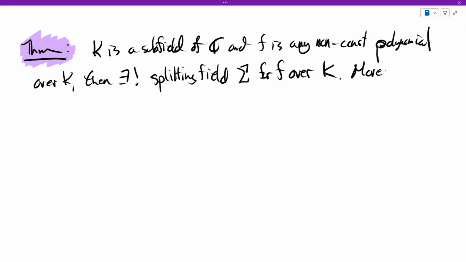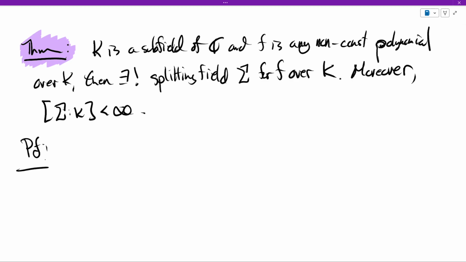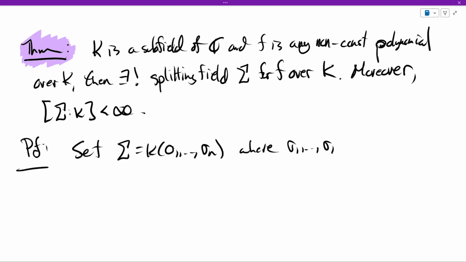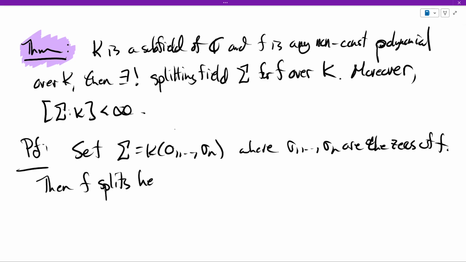Moreover, the degree of sigma over K is finite. Let's set our splitting field to be K adjoin the roots of f. This is what we need to have access to all of the roots, and f splits over sigma.